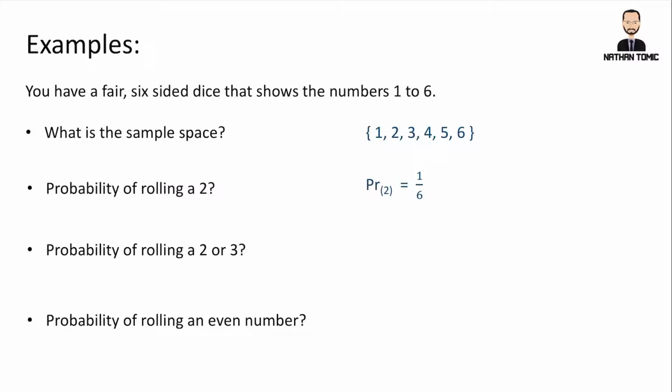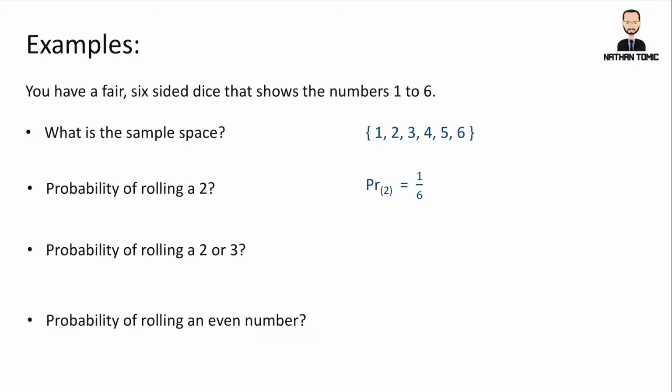The next one, the probability of rolling a 2 or a 3. So now we've got two conditions that can happen, so we have to look at that a little bit more carefully. So how many 2s or 3s are there in our sample space? There are 2 of them. There's a 1, 2 and 1, 3.